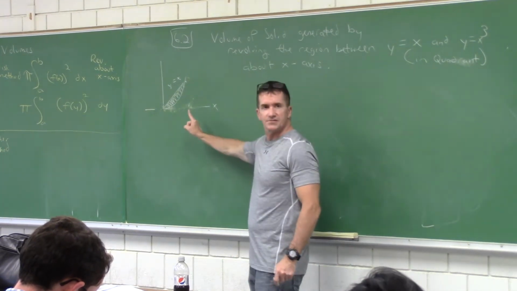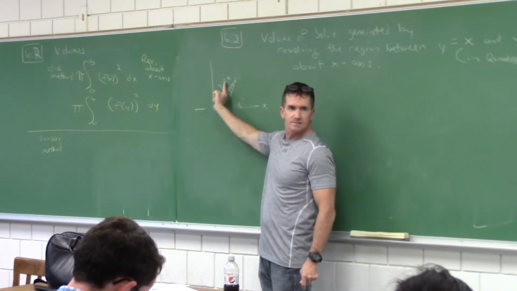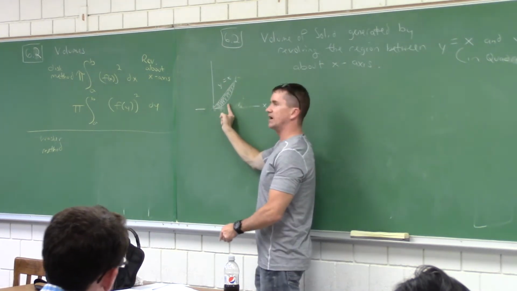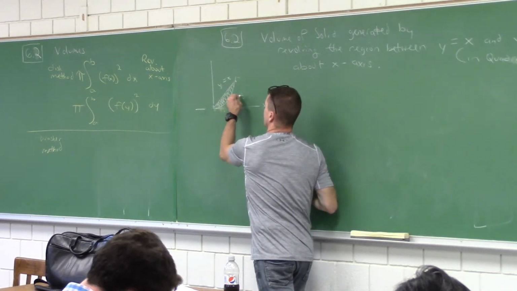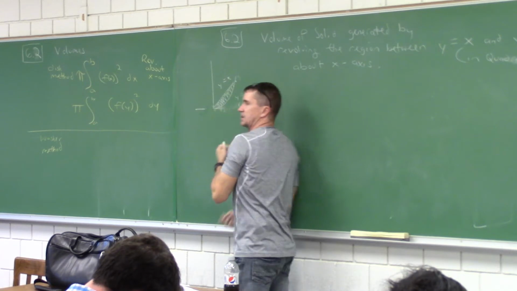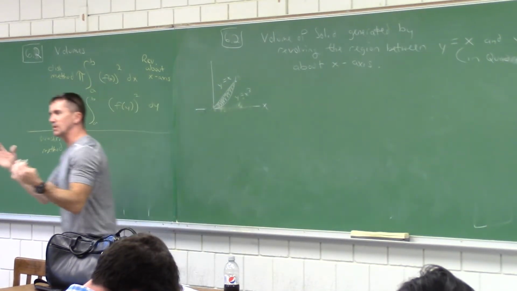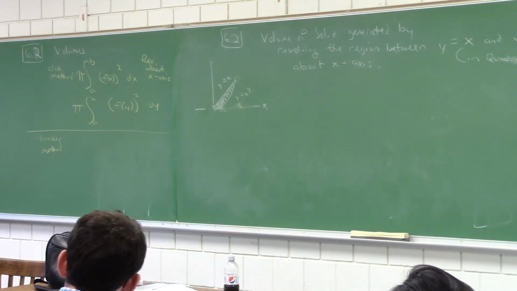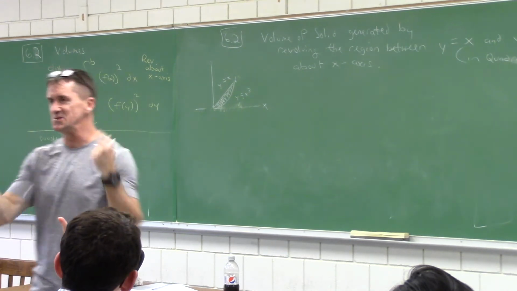So when you want to make a rough sketch of what's going on here, this is y equal to x. This curve right here is what? Y equals x cubed. First, can we figure out where they met? I only took where they met in the first quadrant. Where did they meet? Somebody just do it in your head.